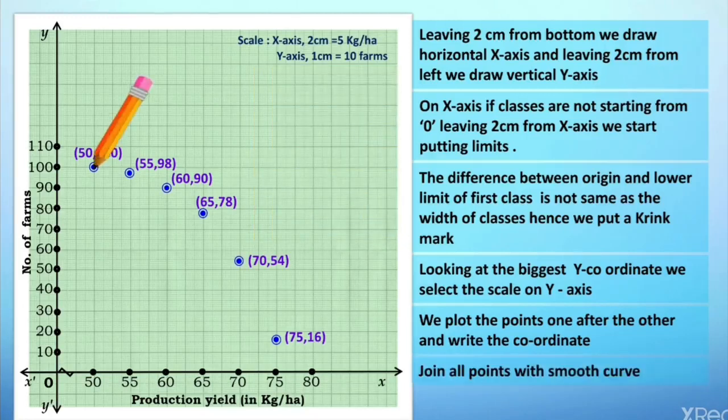Once we join the points with smooth curve, our more than type frequency ogive curve is ready. With this, we would conclude this module.